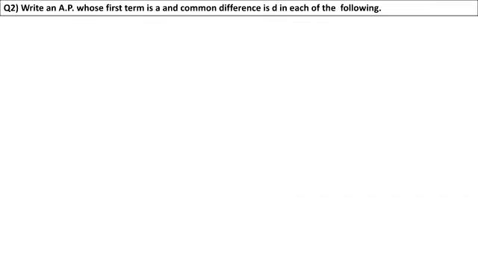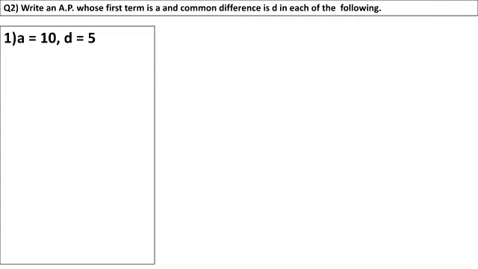Now question number 2 is given: write an AP whose first term is a and common difference is d in each of the following. The first question is given. The a value is given as 10 and the d value is given as 5. So we have to write an AP. When we are writing the AP, we have to write it in order, in sequence. So a, the first term, equals t1 equals 10. So the first term is given.